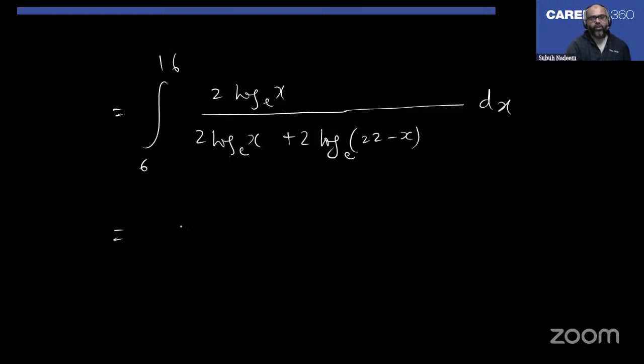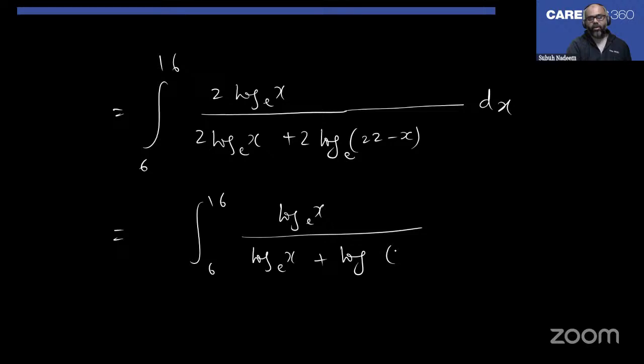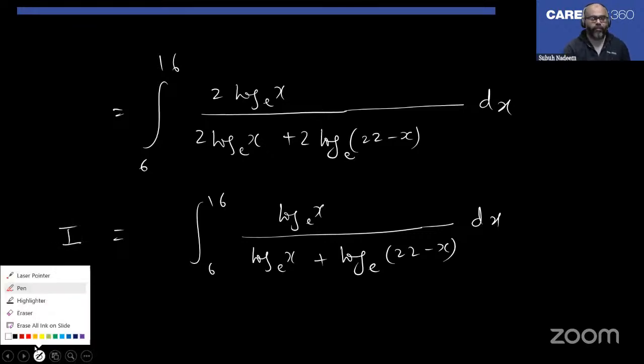So this is equal to 2, we can take 2 from numerator and denominator and cancel it. So it is log x to the base e by log x to the base e plus log 22 minus x to the base e. So let us call this integral I. This is what we have to find.